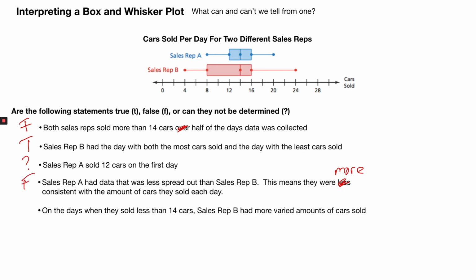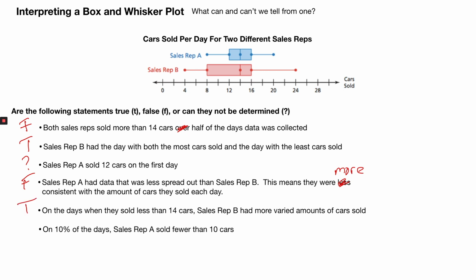Okay. Next one, on the days when they sold less than 14 cars, sales rep B had more varied amounts of cars sold. If we look up here, less than 14, more varied. Yeah, it's more spread out. We can see even this second 25%, right? It's definitely more spread out. That is absolutely true. Next statement, we got two more.